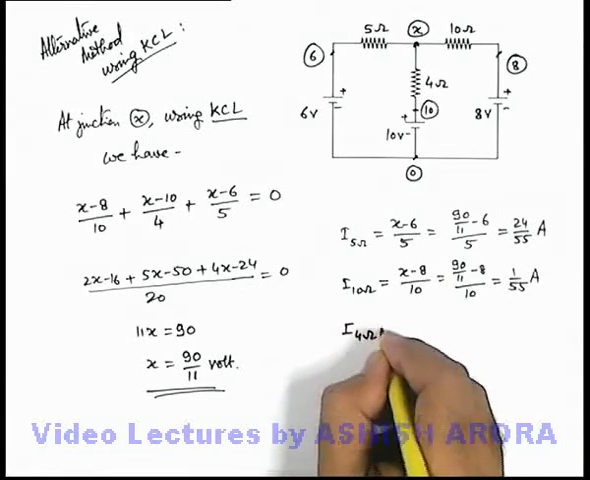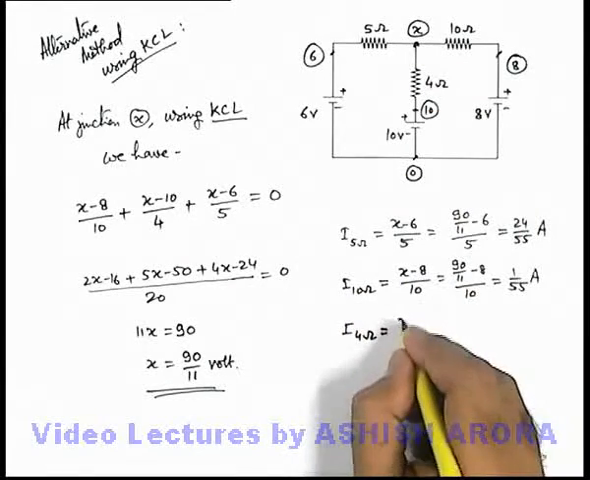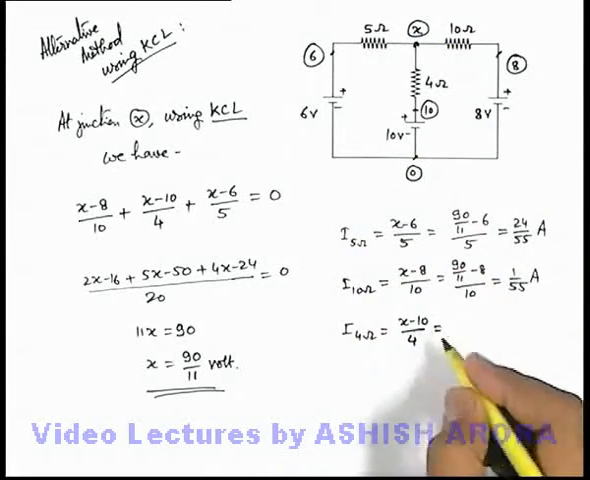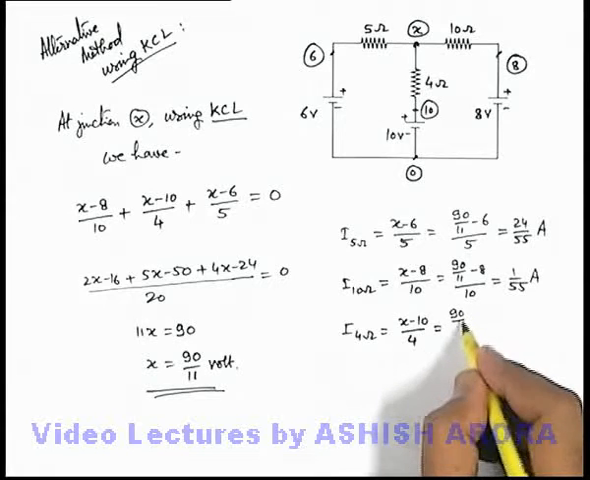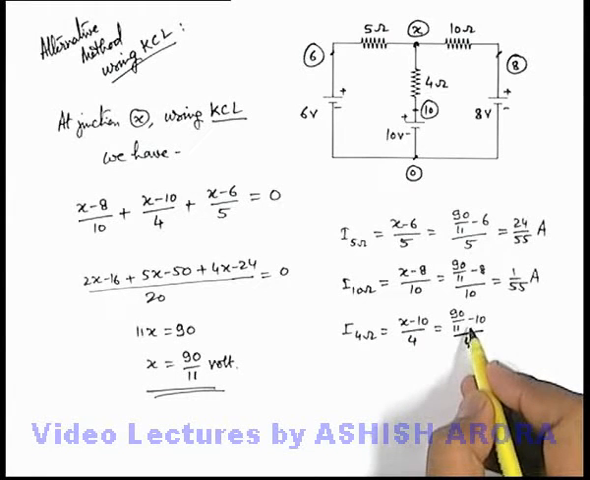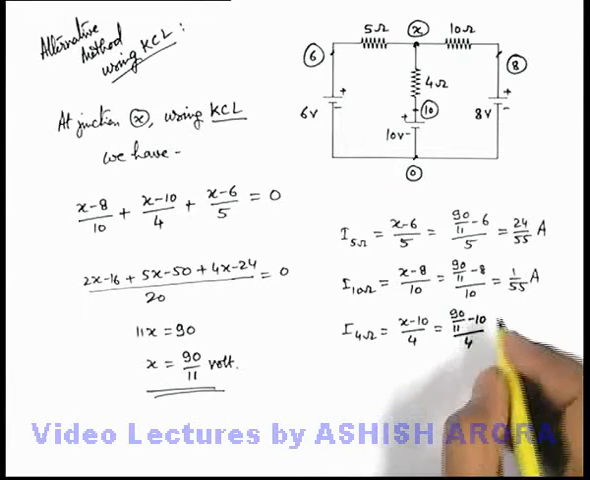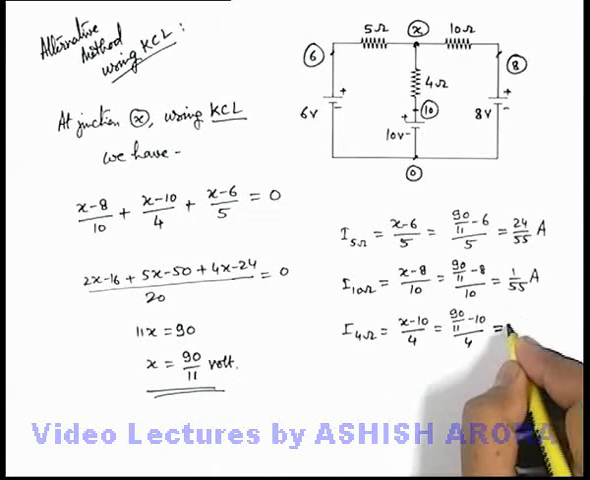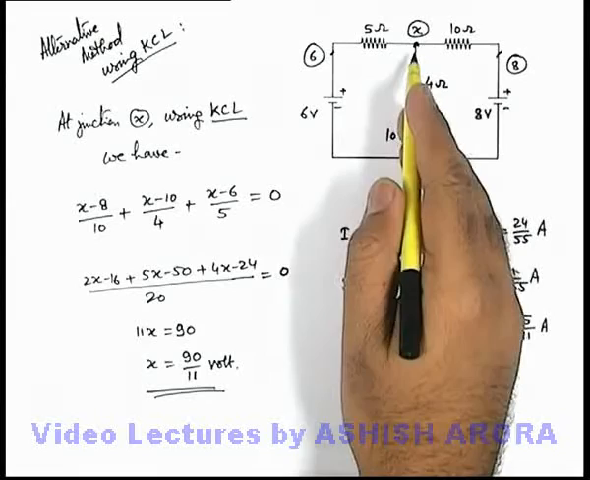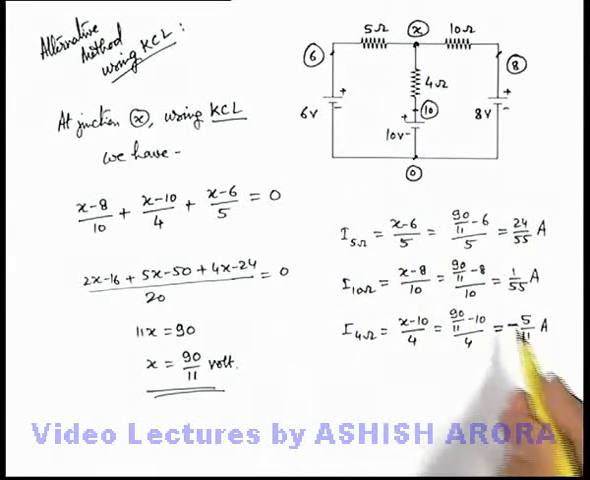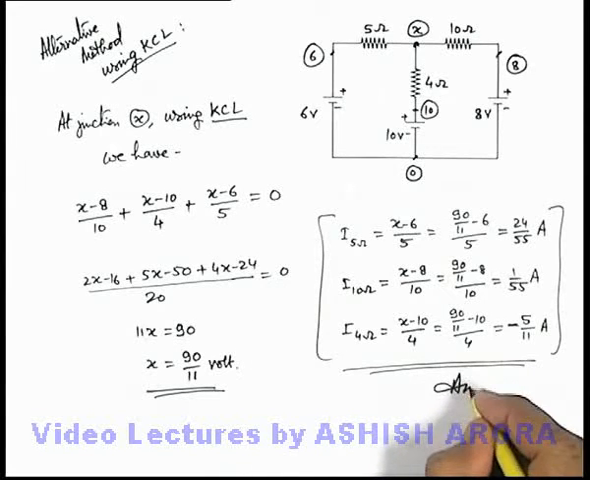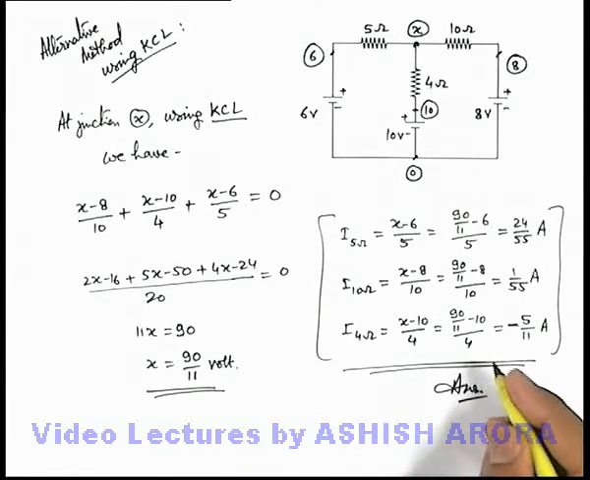And the current in the 4 ohm resistance here will be, you can get it, (X minus 10) by 4. The potential difference by resistance, we are simply using Ohm's law, nothing else. So it will be (90 by 11 minus 10) by 4. So that will be 20 by 44, which can be written as, again, negative of 5 by 11 ampere, but negative implies actually the current is going up. It is only giving us the idea about directions. As far as magnitudes are concerned, these are the answers to the problem which are the same as we calculated by using KVL.